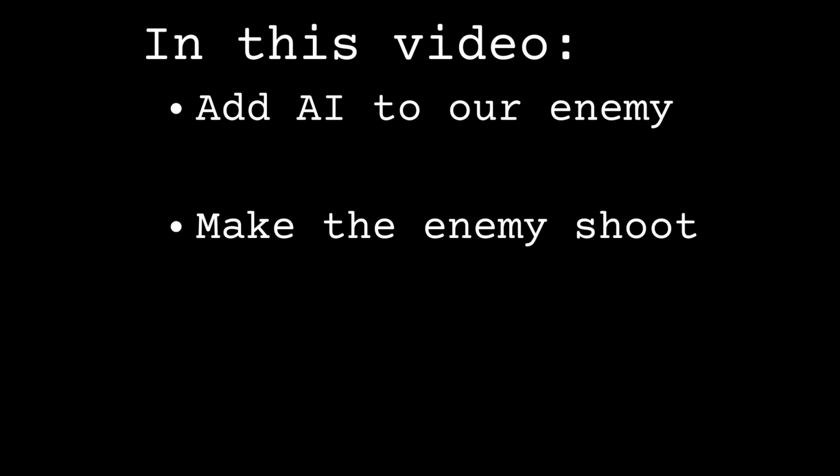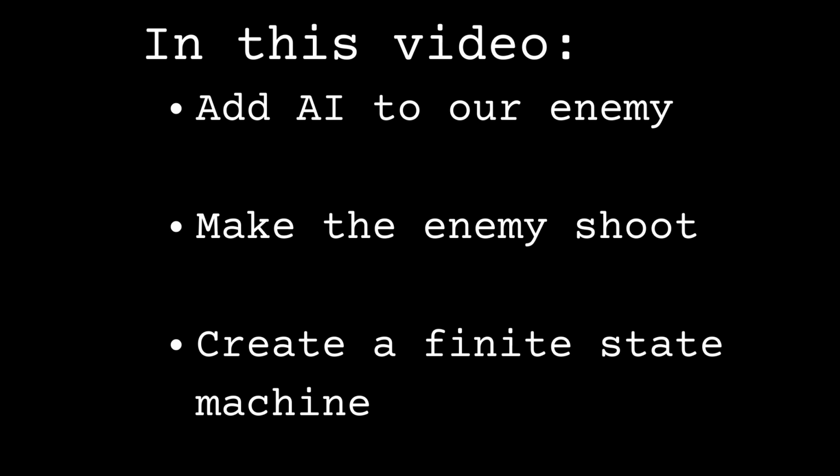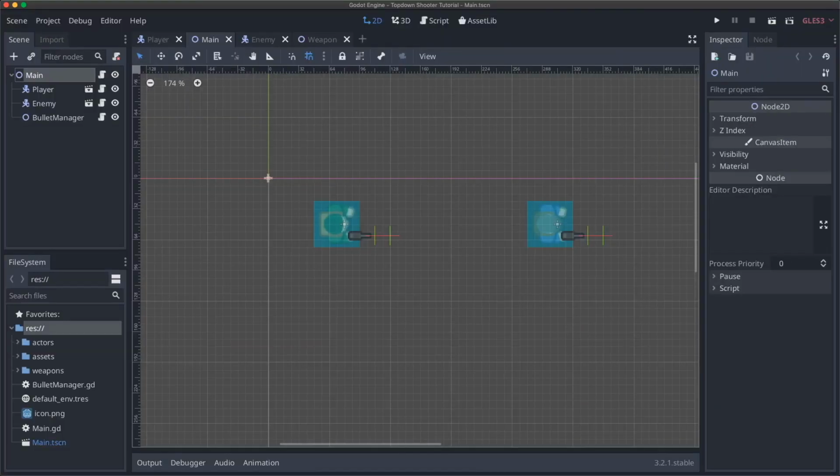You're going to learn how to add AI to our enemy, how to make the enemy shoot at the player when the player gets close enough, and then how to use a finite state machine. Let's get started. Alright, so let's make our game actually feel like a game.